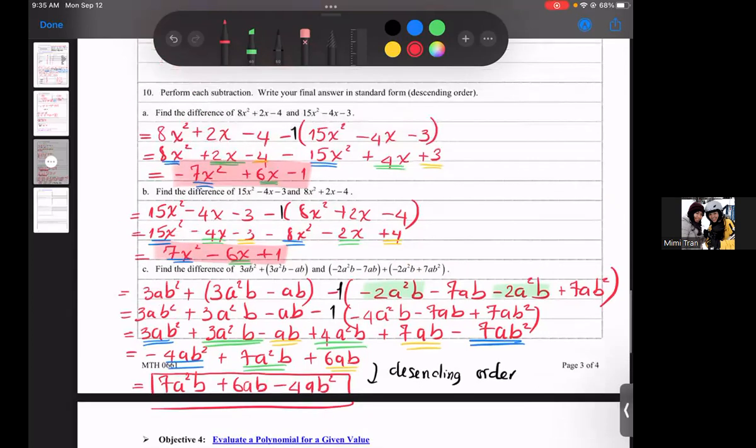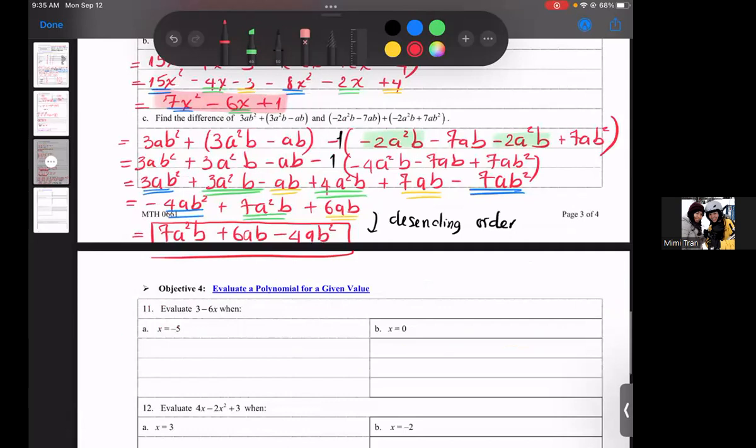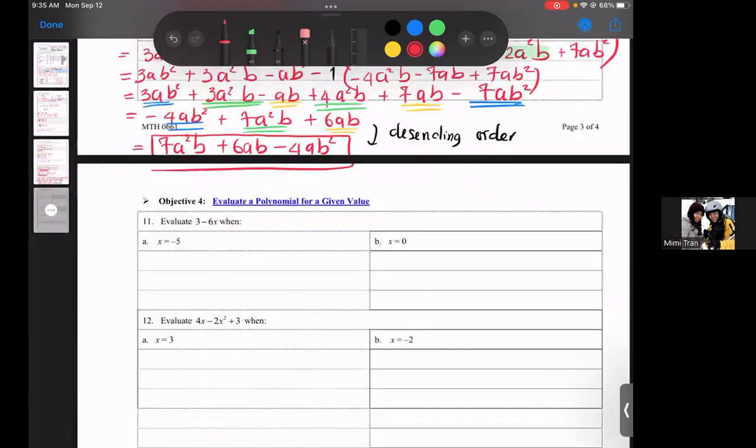Yay, we're done with one objective. Last one, and then we'll be done. So this one you got it in workshop, sort of. So I'm gonna go a little fast here.